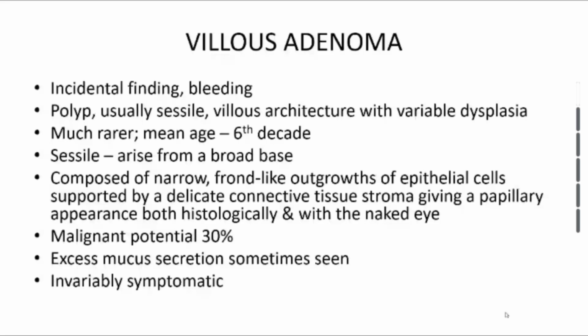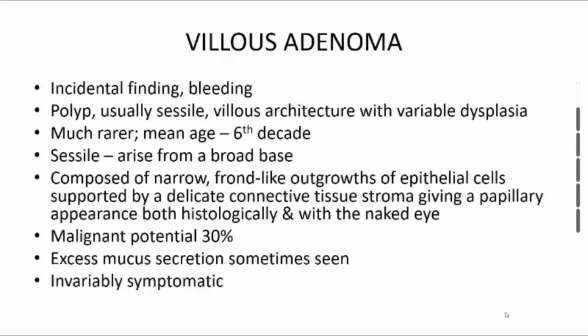Then we have what we call villous adenoma. It's also an incidental finding. Somebody comes, most of the time, with rectal bleeding or discomfort in the abdomen, and when you do colonoscopy, you find the villous adenoma. It's usually also a polyp, usually sessile, with villous architecture and variable dysplasia. Sessile means it doesn't have a stalk. It is just slightly raised and lying on the surface of the mucosa, for example. So that's what we mean by sessile.